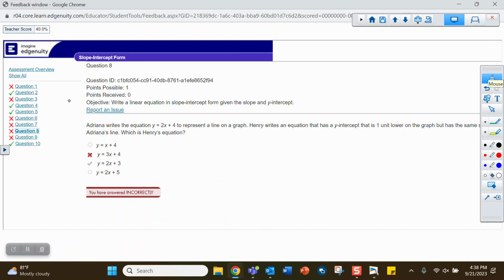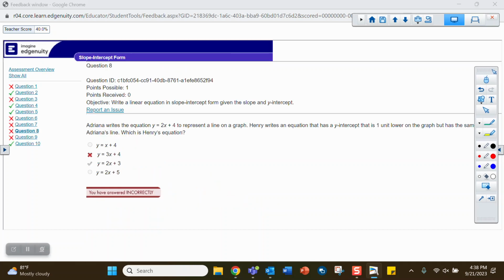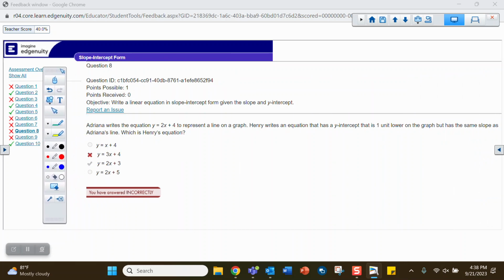Question 8 says, Adriana writes the equation y equals 2x plus 4 to represent a line on a graph. Henry writes an equation that has a y-intercept that is 1 unit lower on the graph, but has the same slope. So his equation is y equals 2x plus, we want to go 1 unit lower than 4, so we want to go to 3.